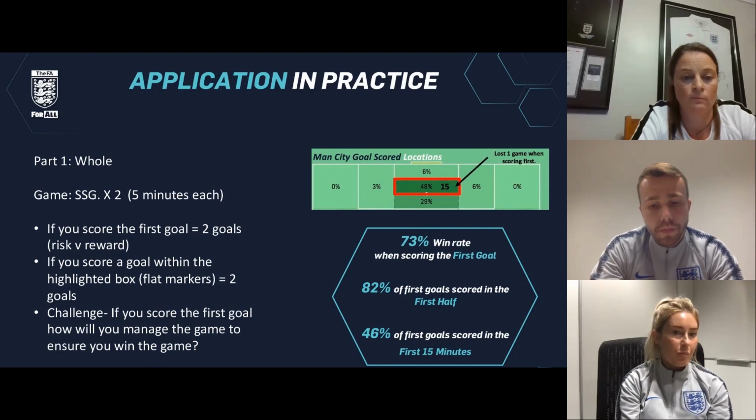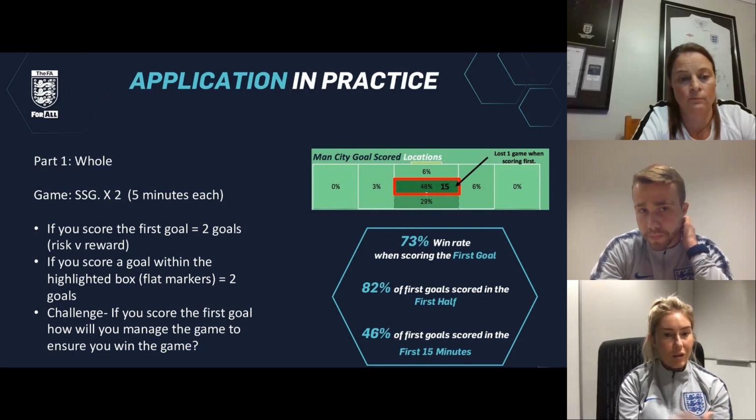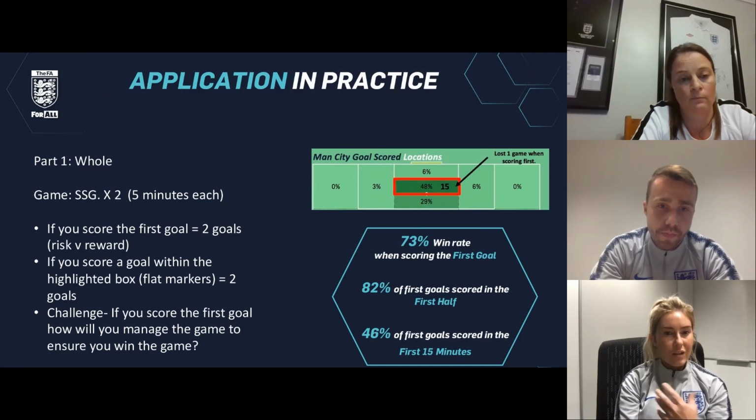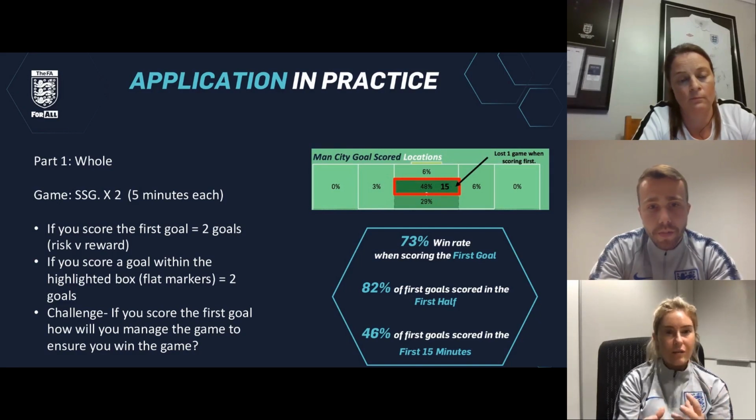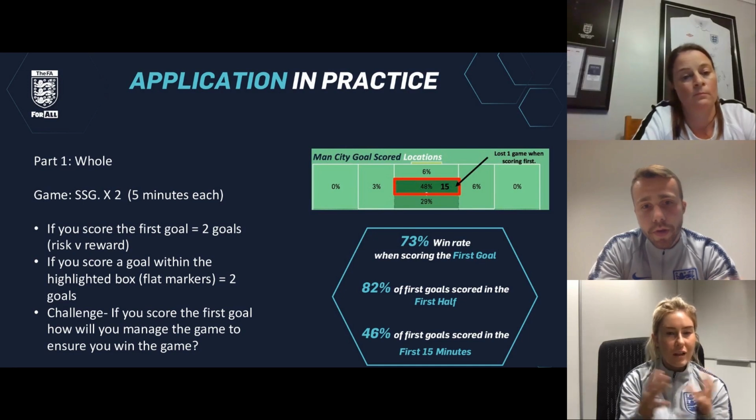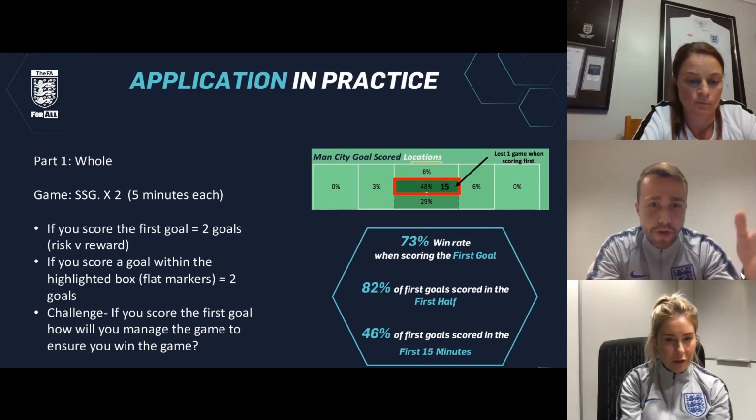And a little bit of a challenge could be, if you score the first goal, how will you manage the game to ensure that you win it by the end? So that you don't just score the first goal, get 2, but then the opposition score 4, and you lose the game 4-2. You're starting to think about the defending aspects, the management of the game, how you bring that into the context of the game, and ensuring that if you do score that first goal, you hold out to win. So that was just a few considerations of utilising that first tactical part of the data we discussed. And I'd just add to that as well.